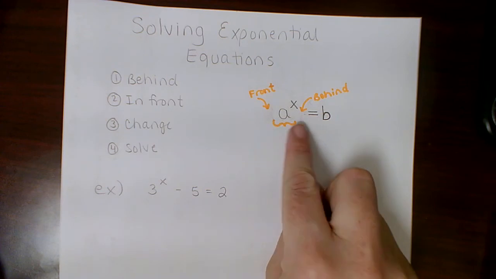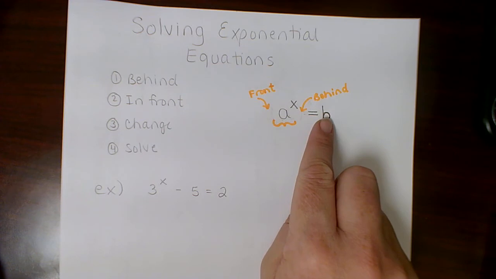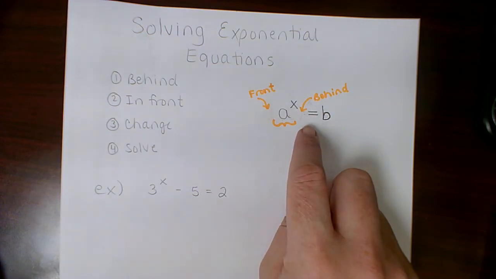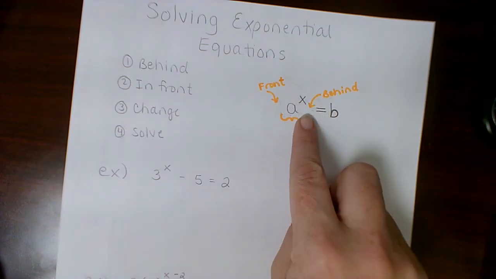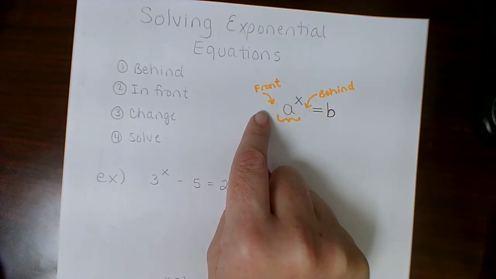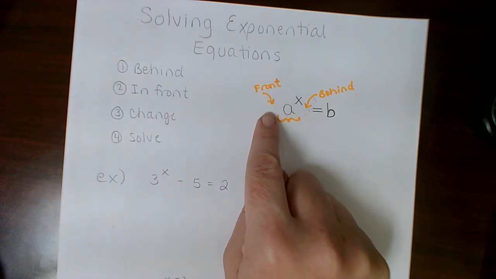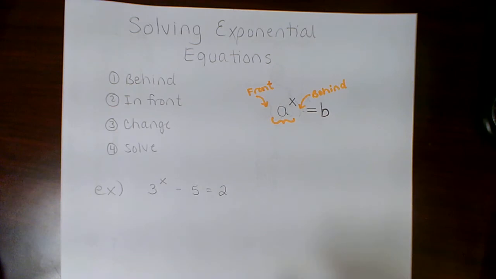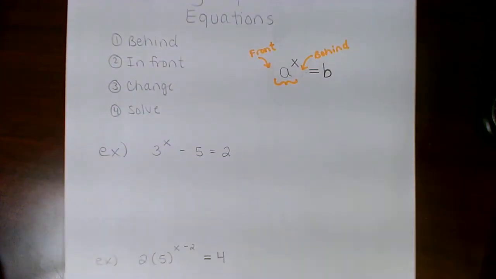Before we get started, an exponential function will look like this: a number to the power of x equals an answer. When I'm talking about behind, I am talking about anything that is behind the x. And when I'm talking about in front of, I'm talking about anything that is in front of the a. A lot of students mistake the a for a front number, but it does have to be something in front of that. Other than that, we have the same 4 steps, and you're going to see a lot of the same instructions. I only have 4 examples this time, so it should go a little bit faster.